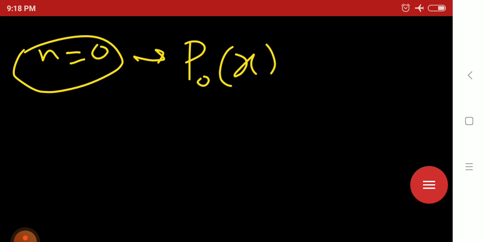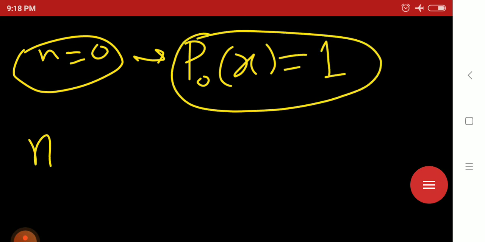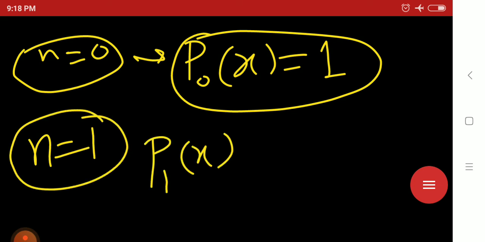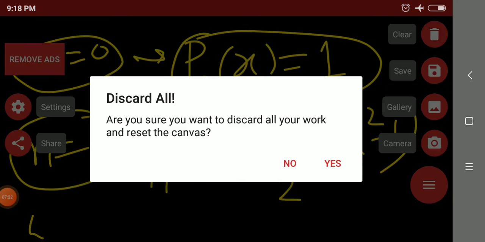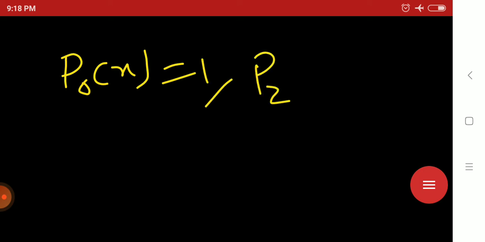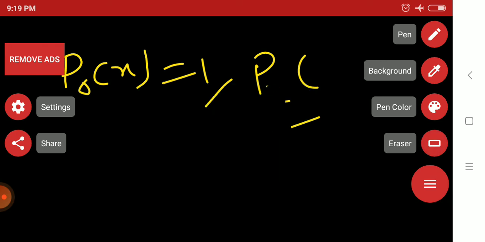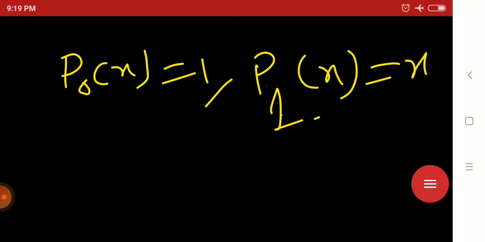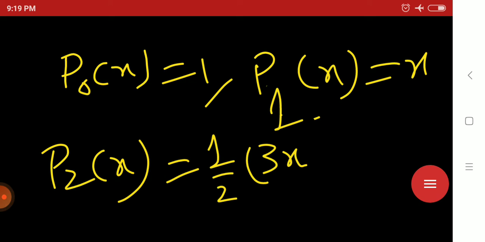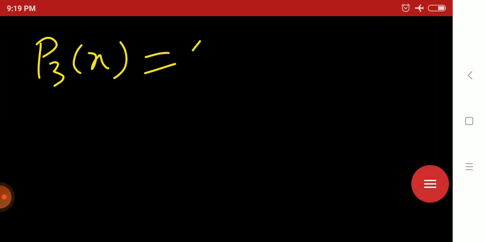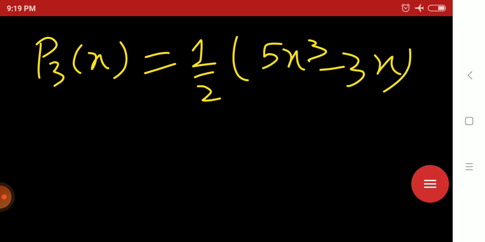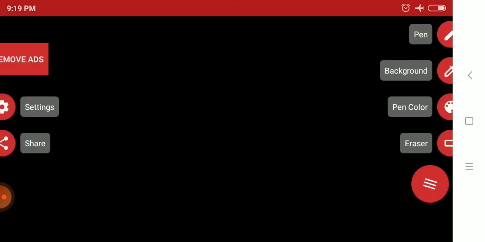From Rodrigues' formula, for n equals 0, P0(x) equals 1. For n equals 1, P1(x) equals x. P2(x) equals half into (3x square minus 1), and P3(x) equals half into (5x cube minus 3x). I'm writing the Legendre polynomials here in a table.